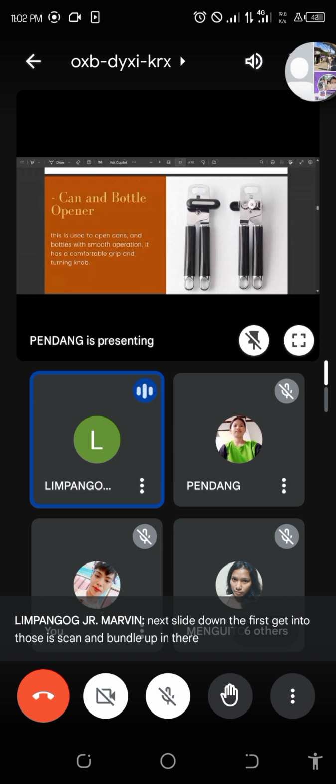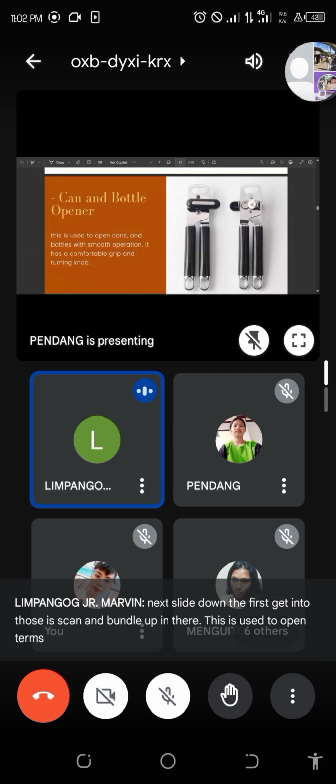So the first hidden tool is the can and bottle opener. This is used to open cans and bottles with smooth operation. You have a double grip and turning knob.